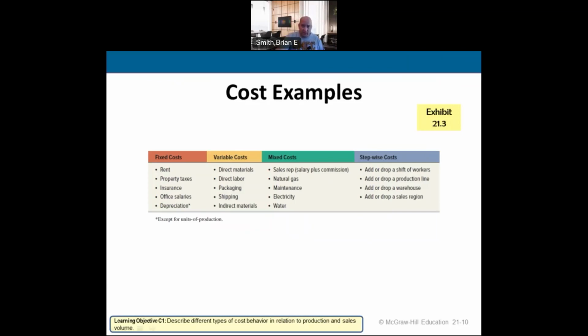And then stepwise costs, like I said: add or drop a shift, workers, production line, warehouse, sales regions. Basically, these are your managers, people like that you're going to be using.